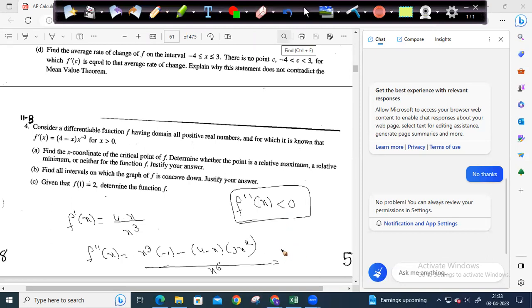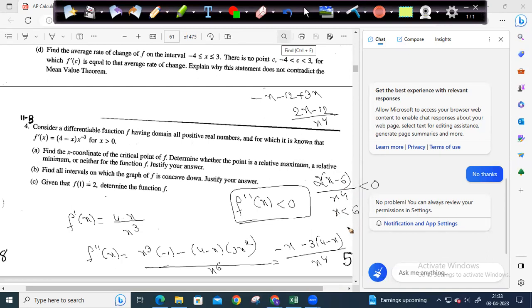So I take x square common: minus x minus 3 into (4 minus x) by x power 4. So minus x minus 12 plus 3x, which is 2x minus 12 by x power 4, that is 2 into (x minus 6) by x power 4. This is my function. Now where will it be less than 0? Definitely when x is less than 6. It is positive when x is greater than 6.